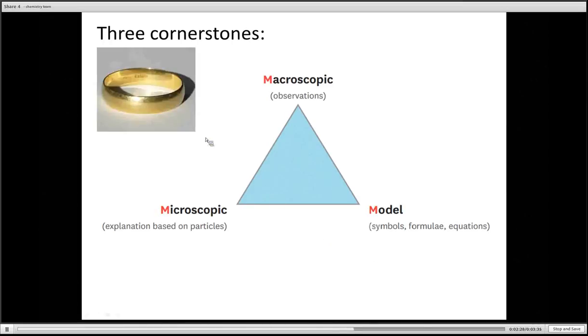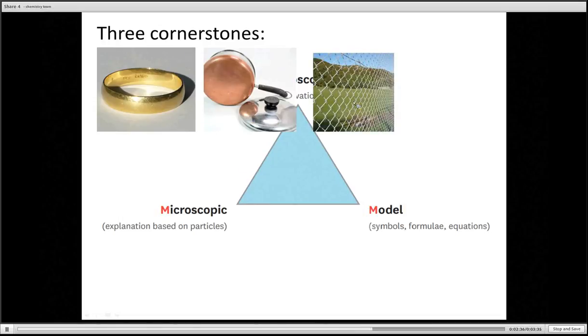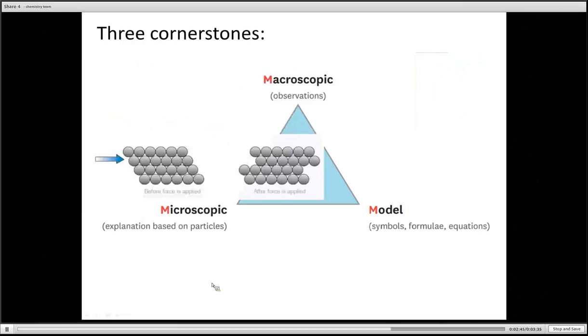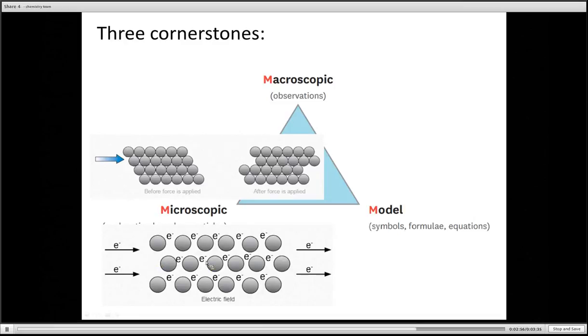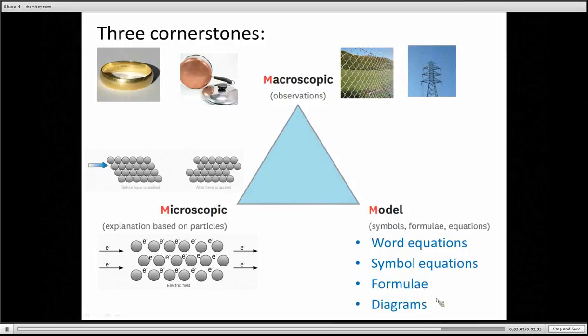For example, in metals, we find all metals are shiny, they conduct heat, they're malleable, so we can shape them, they are ductile, we can turn them into wires, and they conduct electricity. Those are the facts. The microscopic is the explanation, so we explain it by our bonding theory of metal atoms being very closely packed, sharing the electrons, and these electrons are delocalized, so they are free to move, so it can conduct electricity. More about it during this module. And then the model is how we explain it with word equations, symbol equations, formulae, and diagrams.